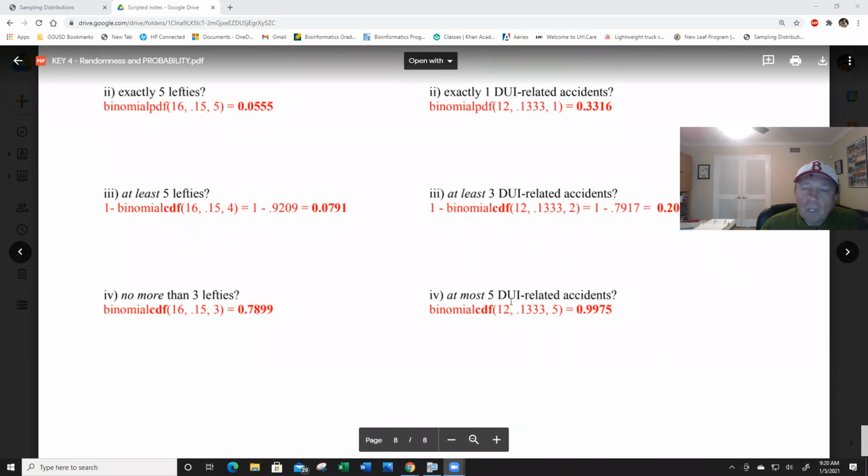All right, that is almost it. The last one, at most 5 DUI related accidents. At most means 5 or less. So you have to add together 5 or 4 or 3 or 2 or 1 or none. The CDF button will add those all up for you. So remember, this is 2/15 right here, 0.3133, and then there's the 5.